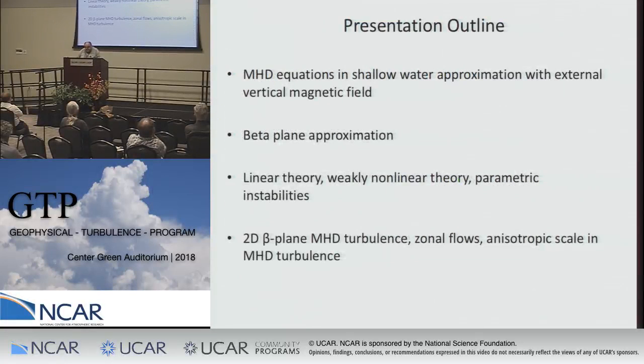So, a few words about my presentation. Of course, the first normal large-scale model which comes to mind is the shallow water approximation extended for MHD. I will talk about the shallow water approximation in MHD with an external vertical magnetic field. Then I will talk about the beta plane approximation, again in a vertical magnetic field, and we will see what kind of linear theory can be developed, weakly nonlinear theory, and parametric instabilities due to different nonlinear phenomena. And at the end, I will shortly describe our recent results about two-dimensional magnetohydrodynamic turbulence on the beta plane and zonal flows in MHD turbulence.